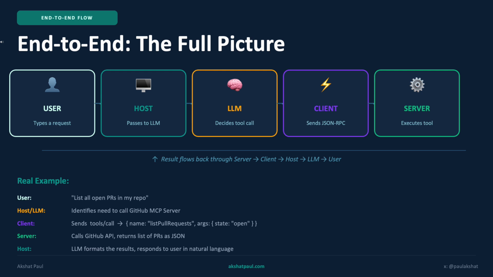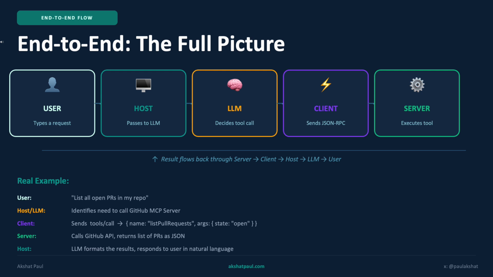All right, let's put it all together. This is the moment where everything clicks. Here's the full end-to-end flow, and I'm going to walk you through a concrete example at the same time. You, the user, type into Claude Desktop: "List all open pull requests in my repo." Step 1. The host receives your message.